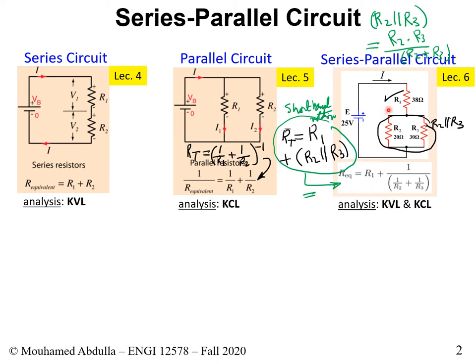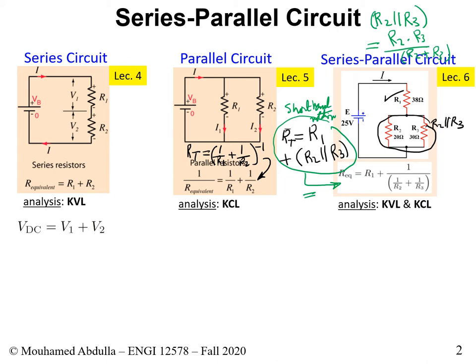Right? So for example, if we look at R1 and the combination of these two together, let's say instead of these two resistors we change it to one resistor. The split of the voltage between R1 and this one resistor, this combination, we'll use KVL. And as for the current that goes into R2 and R3, you will use KCL. So it uses both of them, and that's why it is more complex.